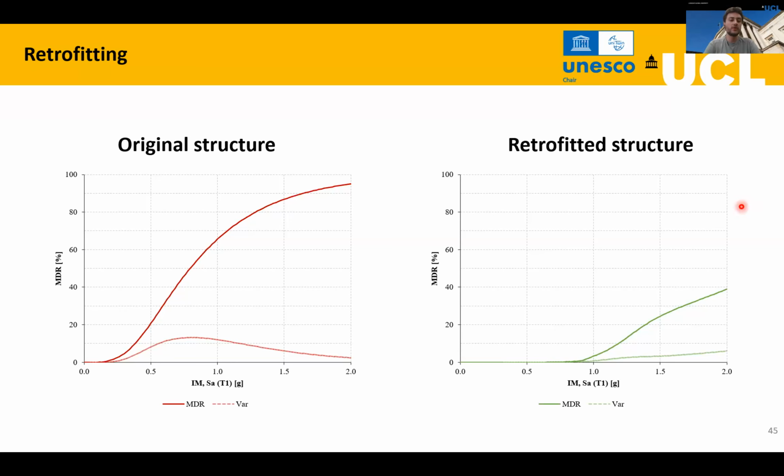And you can also see that in the vulnerability function. As you can see here, a vulnerability function with a big vulnerability, while you can reduce that in the retrofitted one. For example, for 1G, you will expect less than 5% of damage in the retrofitted one, while for 1G, you will expect almost 70% of damage in the original structure.